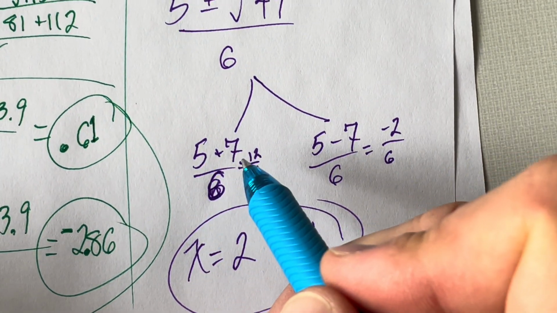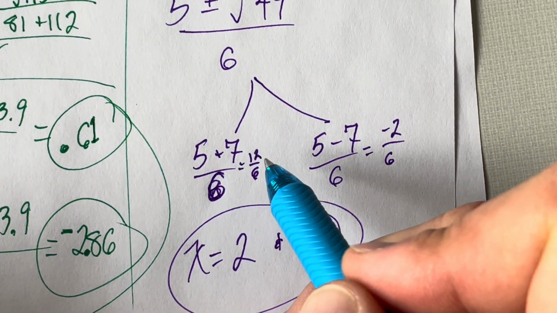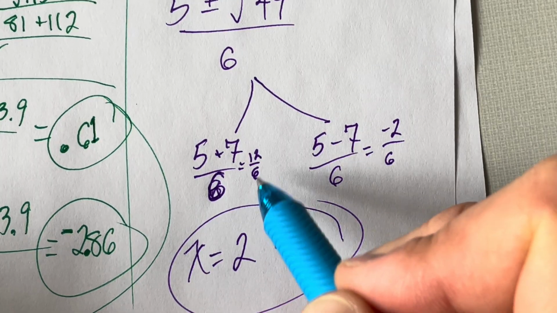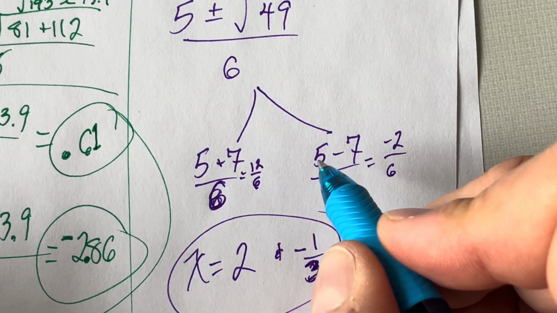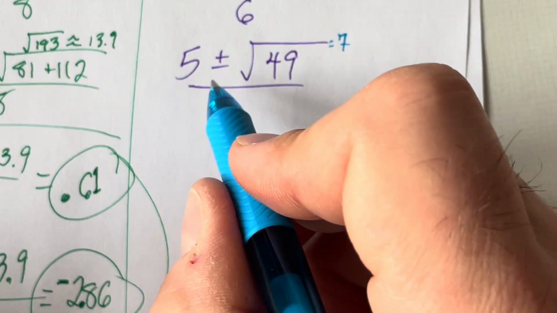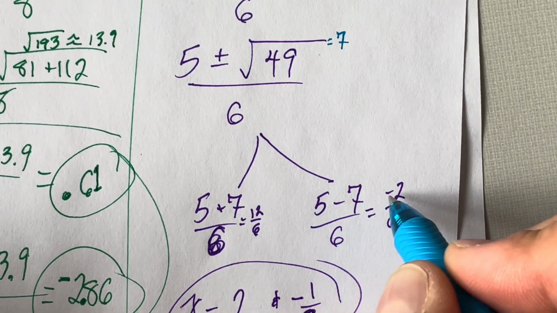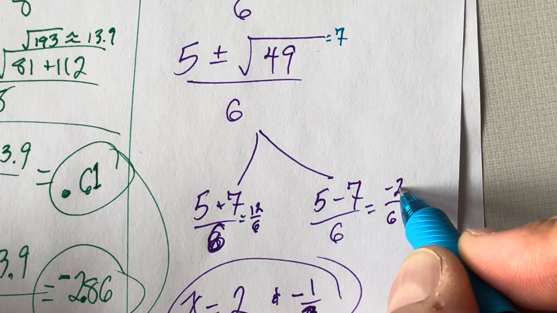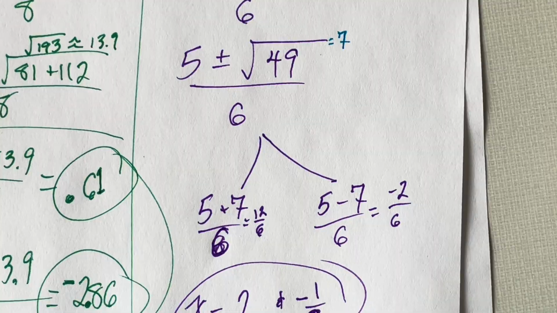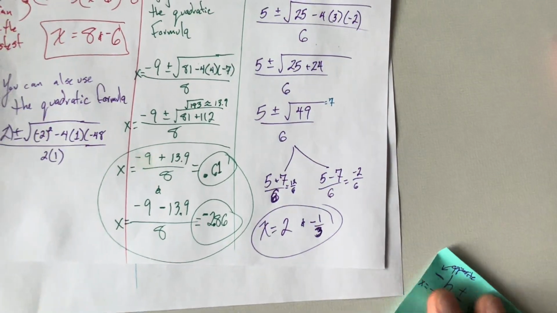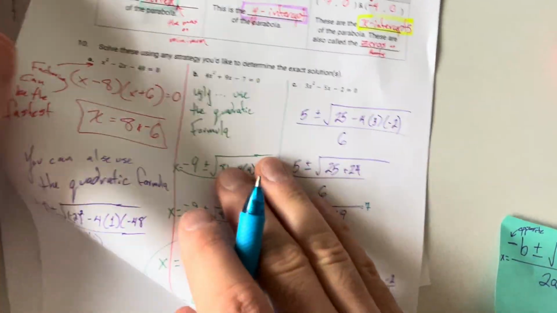So I split it up into 2 problems. 5 plus 7 divided by 6. 5 plus 7 is 12, divided by 6. 12 divided by 6 is 2. And 5 minus 7. Remember, plus or minus means I also do 5 minus 7, which is -2, divided by 6, so -1/3. Okay, that goes over the entire study guide, the practice test for this.